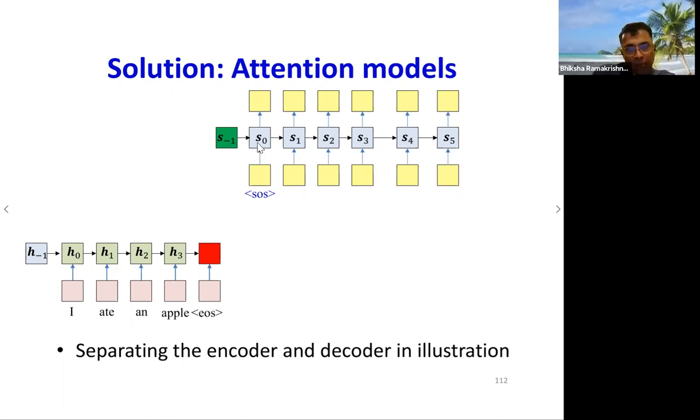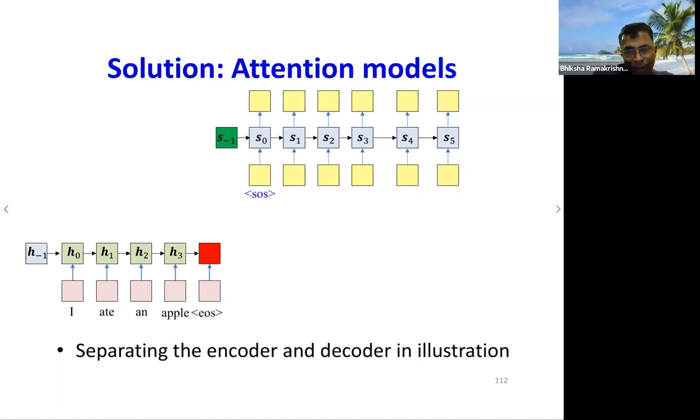We are going to represent the hidden recurrent state in the decoder with the symbol S. And the subscript is time. So S0 is the hidden decoder state at output time 0. S1 is the hidden decoder state at output time 1. I'm also going to distinguish between output time and input time, because the output and input are not working on the same clock anymore, right?